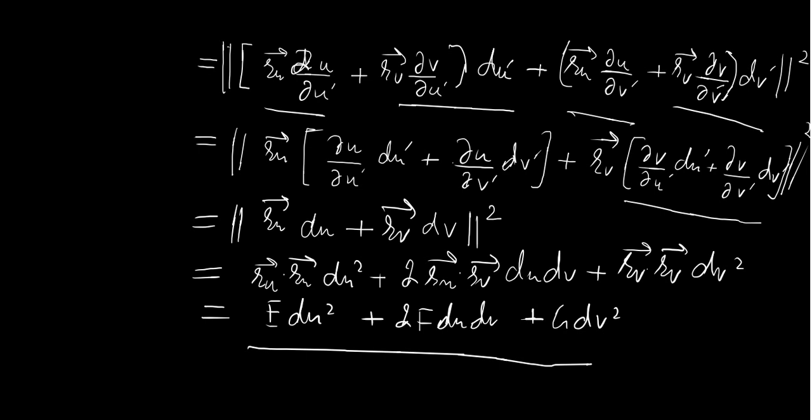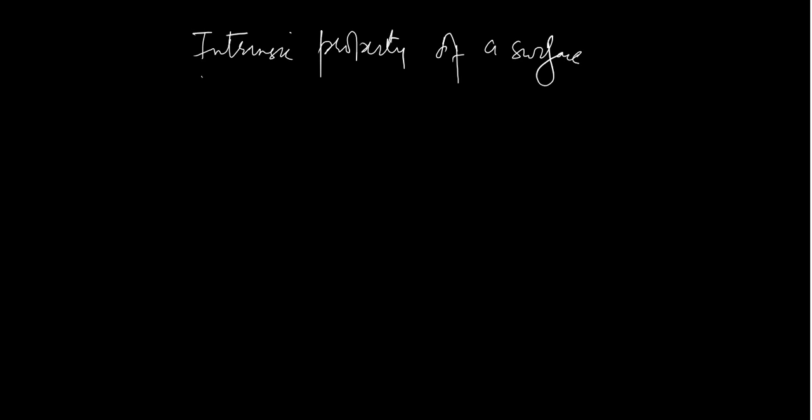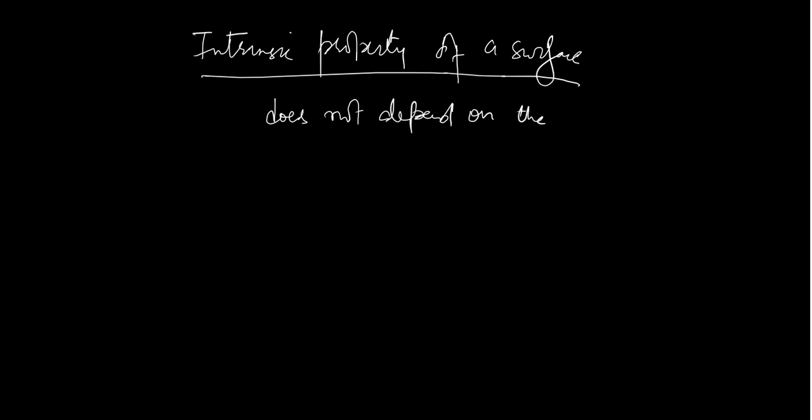Then before going any further, I will talk about what we call the intrinsic properties of a surface. Now, an intrinsic property of a surface is one which does not depend on the equation of the surface. Does not depend upon the equation of the surface.